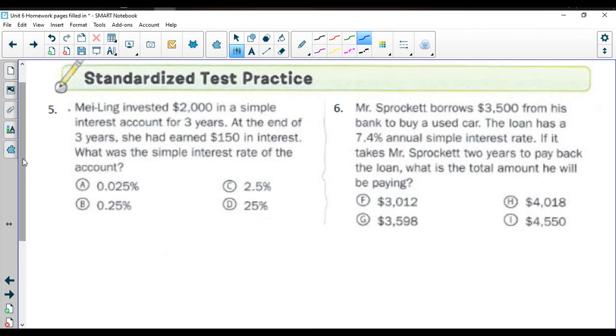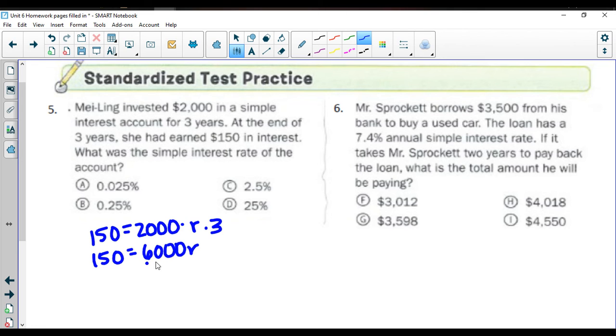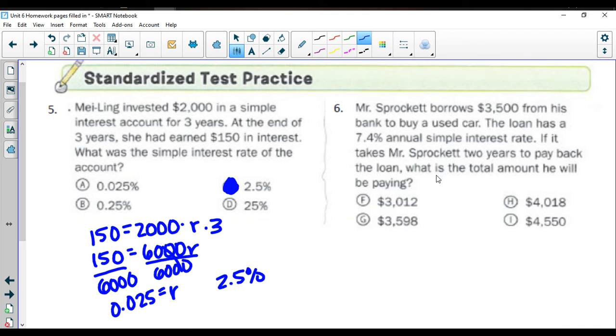Mei Ling invested $2,000 in a simple interest account for 3 years. She's earned $150 interest. What was her rate? So her interest is equal to her principal times her rate times her time. So 150 equals 6,000 R. Divide through by 6,000. And we get 0.025 is equal to our rate, so that's going to be 2.5%.